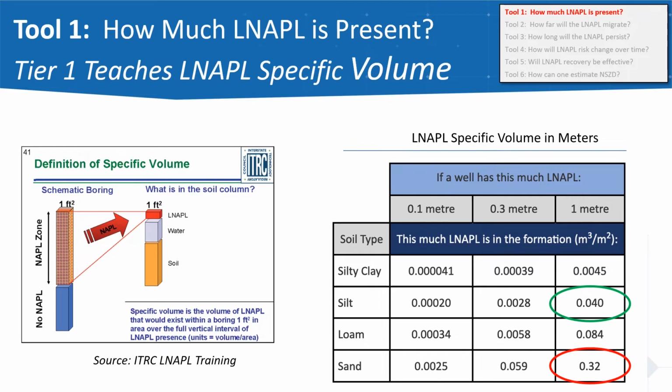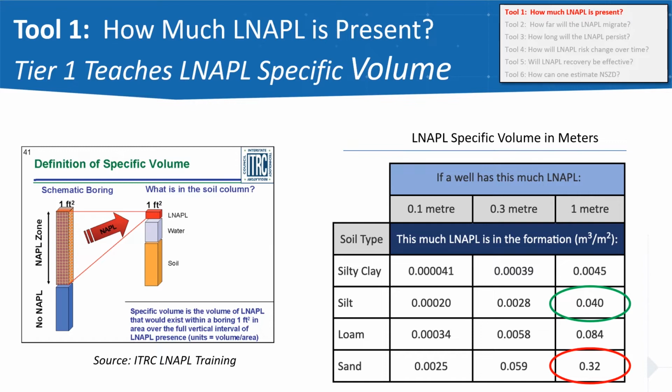Interstate Technology and Regulatory Council from their LNAPL training, the idea is that if you have a site where LNAPL is in the subsurface and you wave a magic wand and magically remove the sand and the clay, all the soil, and you remove all the water, and all that's left is this layer of LNAPL, and that's this thickness. And you might think of this as the LNAPL specific volume, where everything else has been removed.